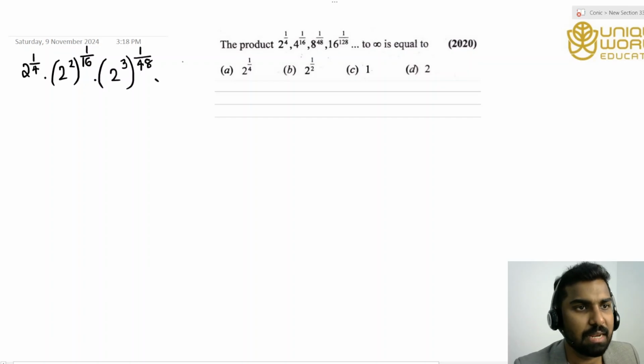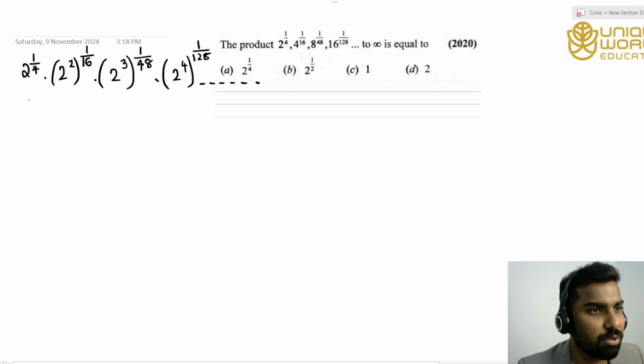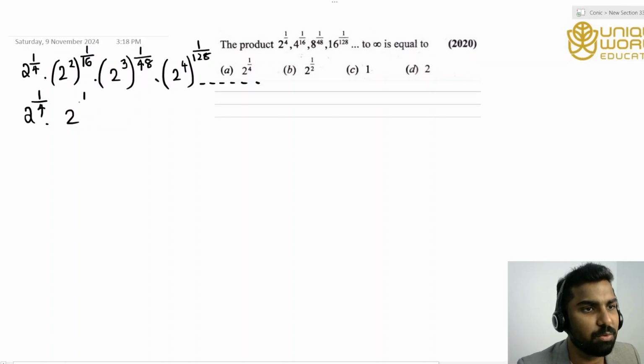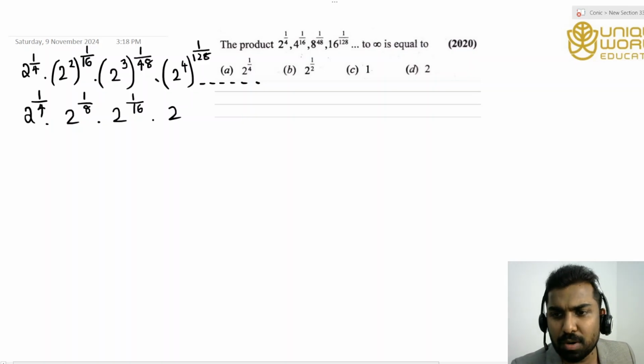Okay. Into 16 I can write (2 to the power 4) whole power 1 by 128, etc. It is going. So I rearrange or rewrite the given expression. All right. So thus I can write 2 to the power 1 by 4 into 2 to the power, this is 2 by 16. 2 by 16, if you want, I can write 1 by 8 into 2 to the power 3 divided by 3 into 1 by 48, means 3 by 48, right? So 3 by 48 I can write 1 by 16 into 2 to the power 4 divided by 1 by 128. So 4 divided by 1 by 128 if you want.